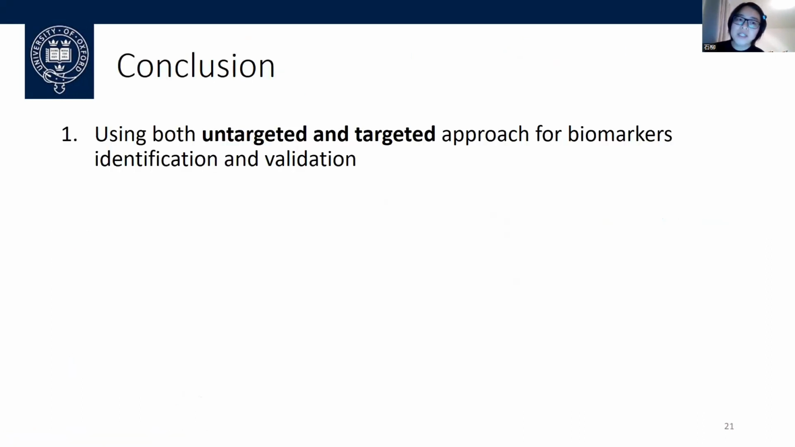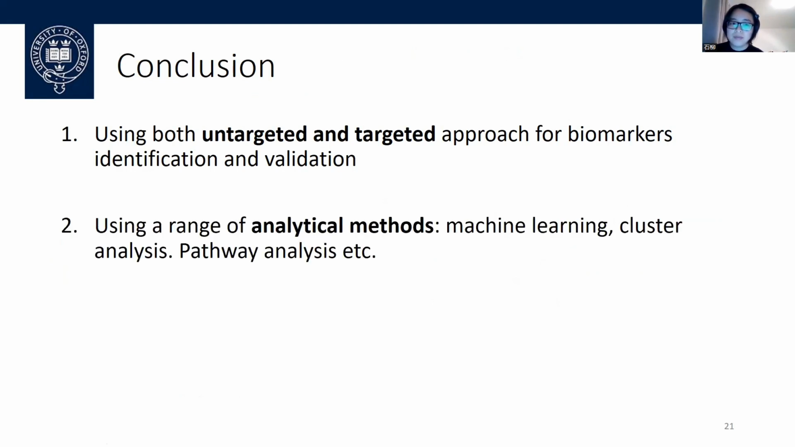In conclusion for this part, as I showed you, we used both untargeted SomaScan and targeted immunoassay to identify and validate biomarkers in this large cohort. In addition, we used a range of analytical methods, as I showed you. For SomaScan data, we used linear regression, machine learning, cluster analysis, pathway analysis, and so on.